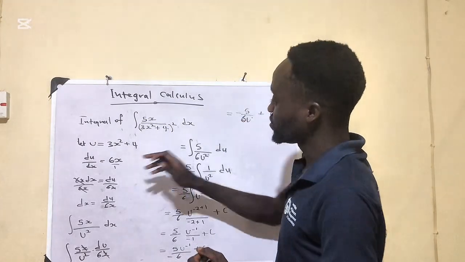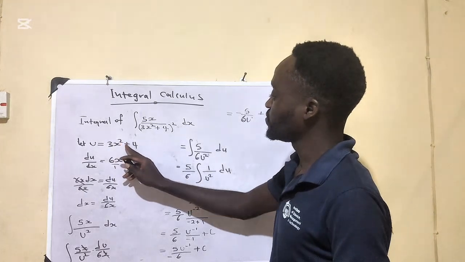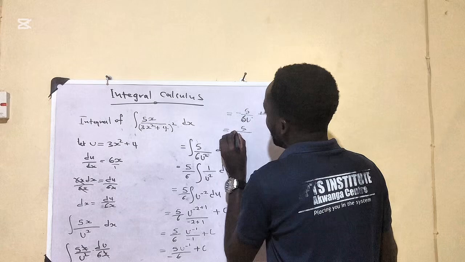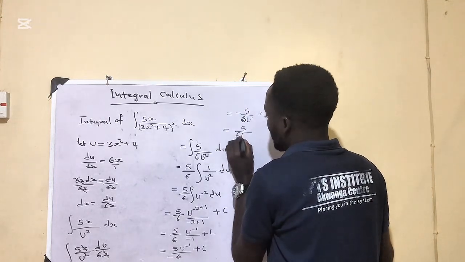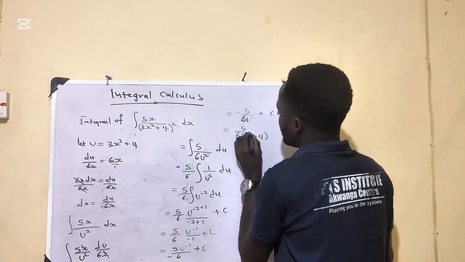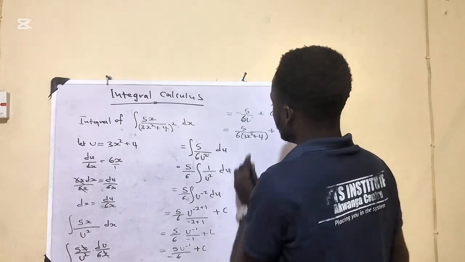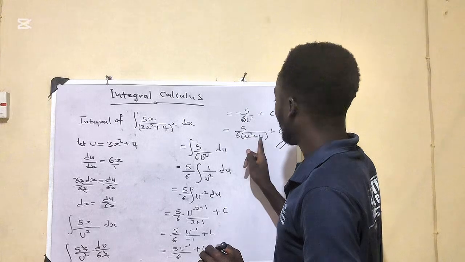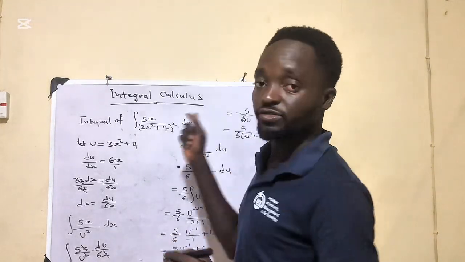So from here the next thing we want to do is to bring back our u. Remember we say u is equal to 3x to the power of 2 plus 4. So we now bring in our substitution. This is going to be minus 5 over 6 times open bracket 3x to the power of 2 plus 4 close bracket, then plus c. So this is going to be our final answer. Or if you want, you can expand this and multiply the 6 by what is in the bracket, but you can also leave it like this. So this is the final answer to this solution.